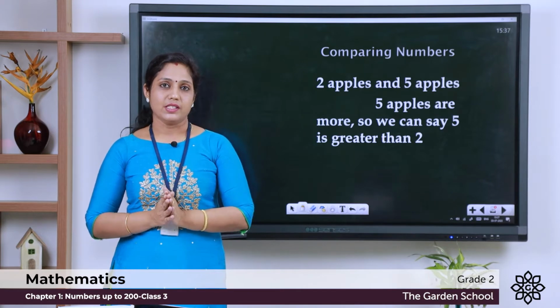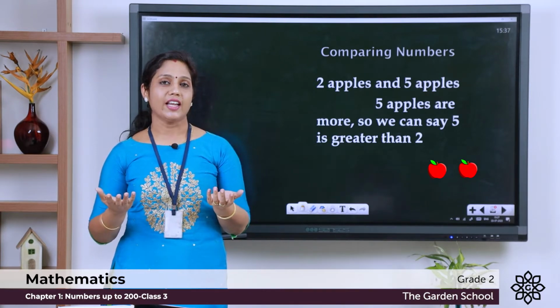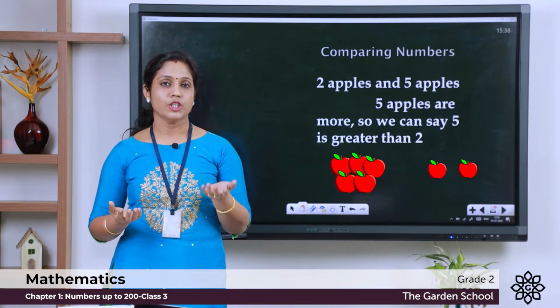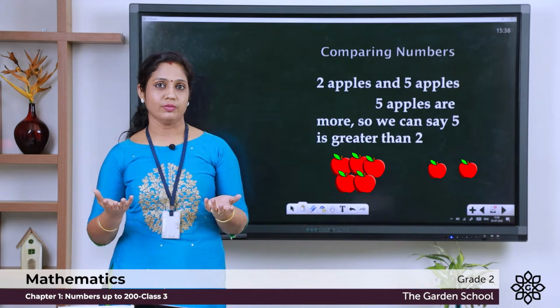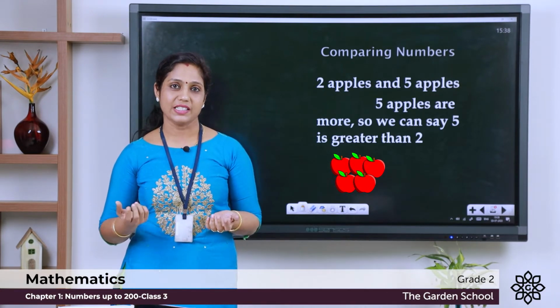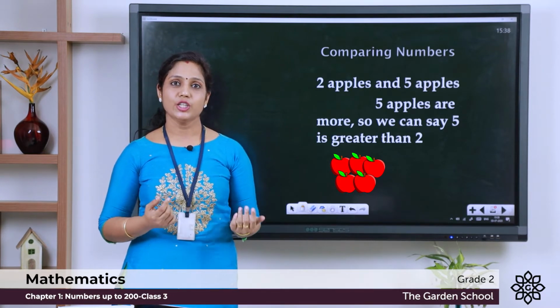Let's take apples. In one hand, I am having 2 apples and in the other hand, I am having 5 apples. Which is greater, 2 or 5? Well, seeing, you know that 5 apples is greater. So, we can say 5 is greater than 2.